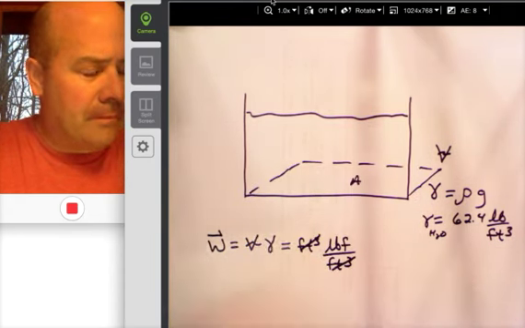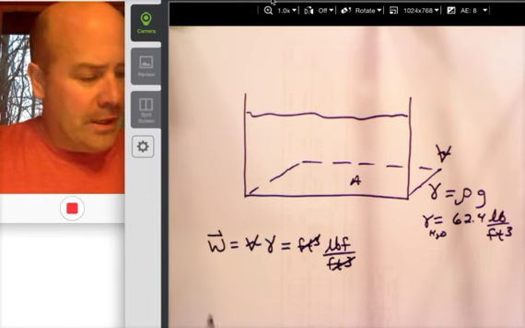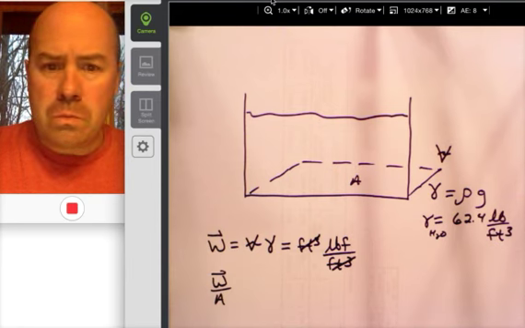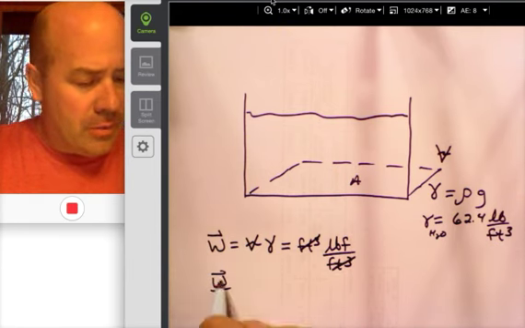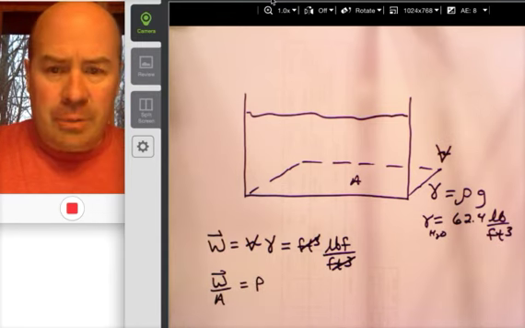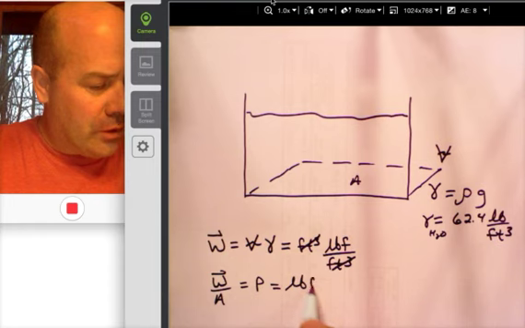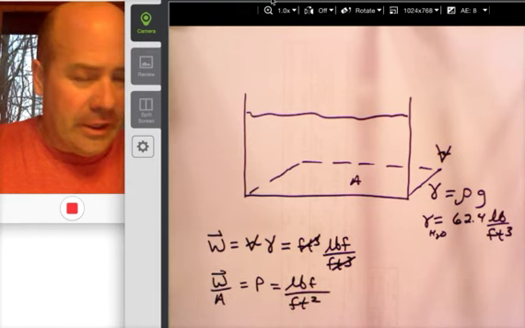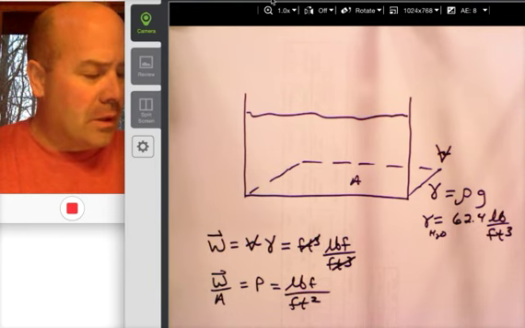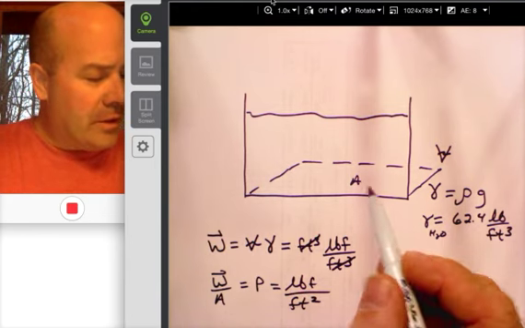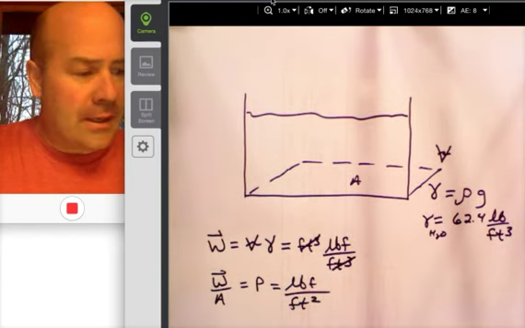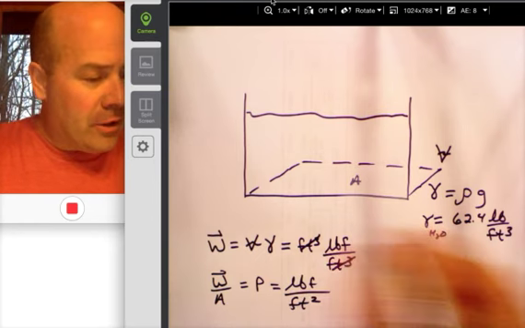Well, now let's say that the tank has some area. What happens if we take the weight and divide it by the area? That would be force divided by area. That is the definition of pressure. It would be pounds force divided by square feet or square inches or whatever. So that's interesting here, that the weight of the water in a tank divided by the area of the tank is the pressure.